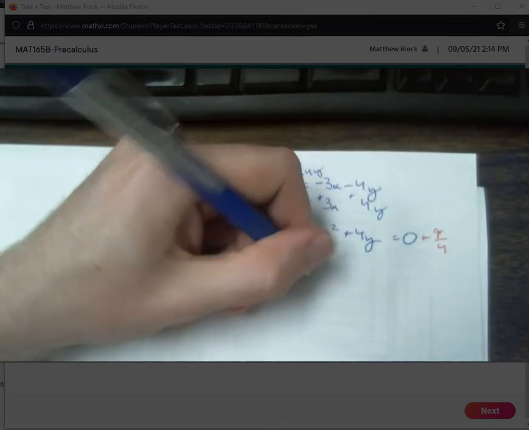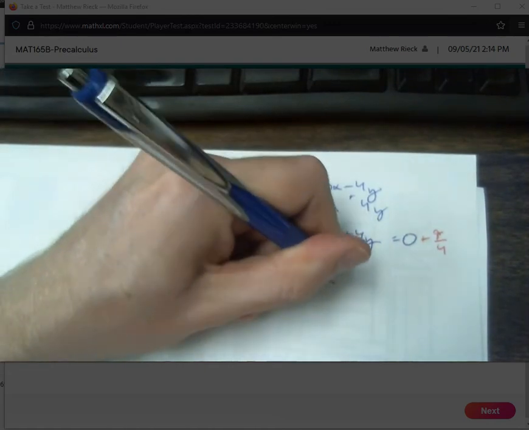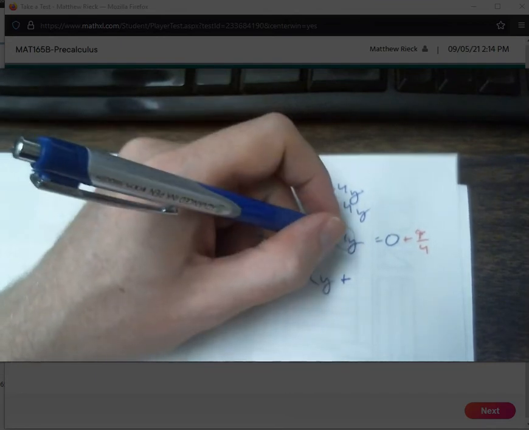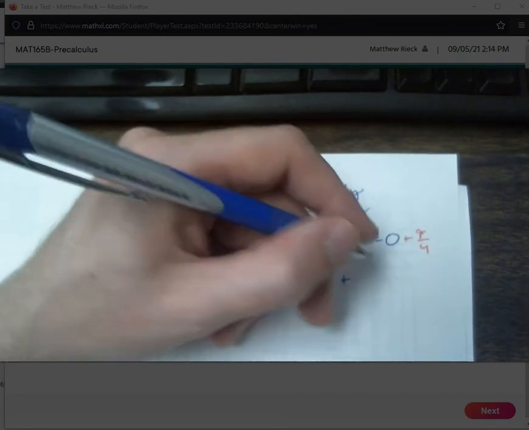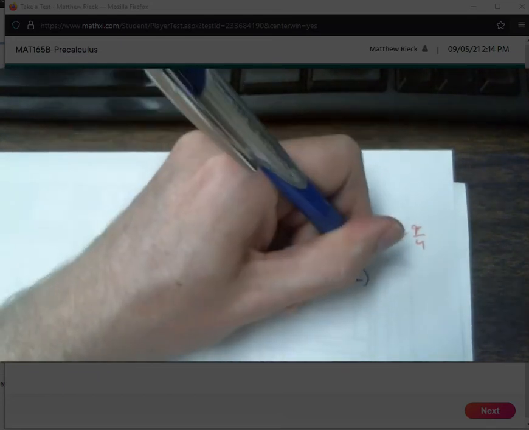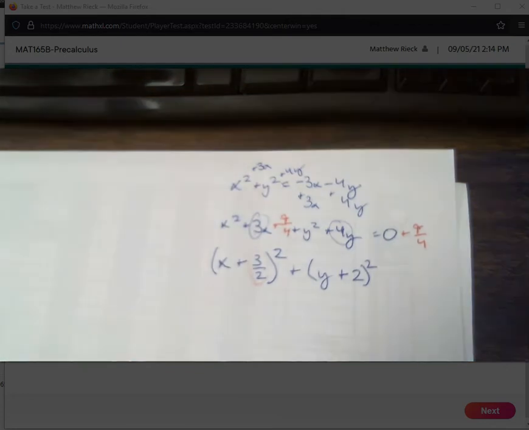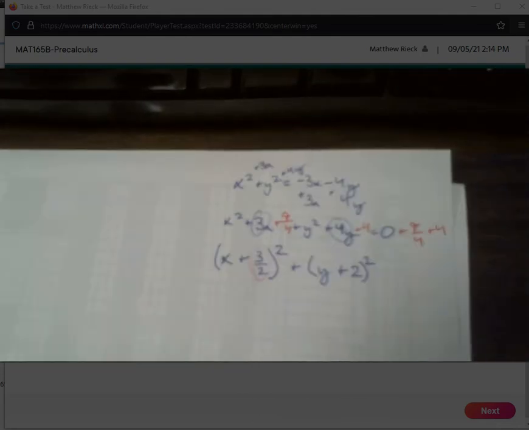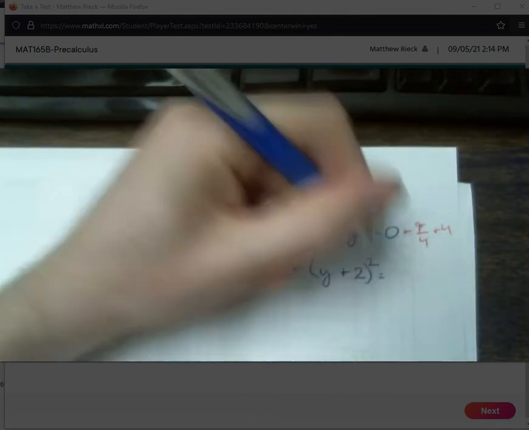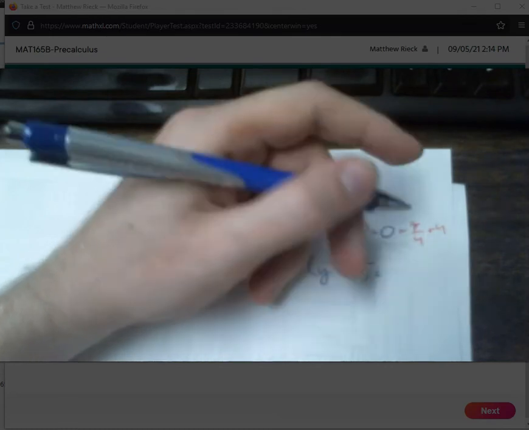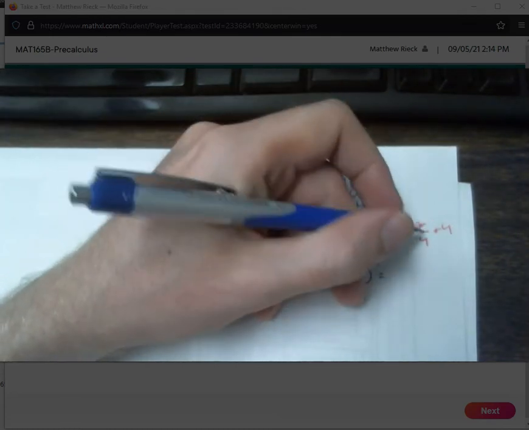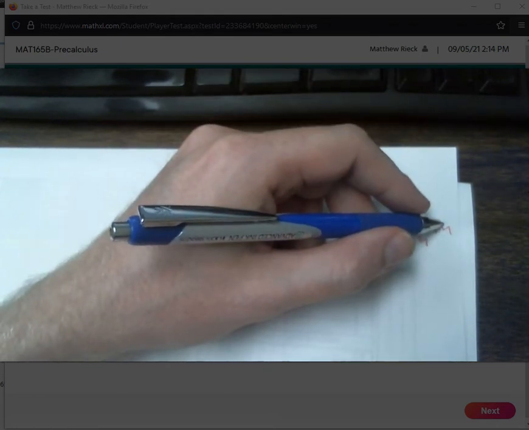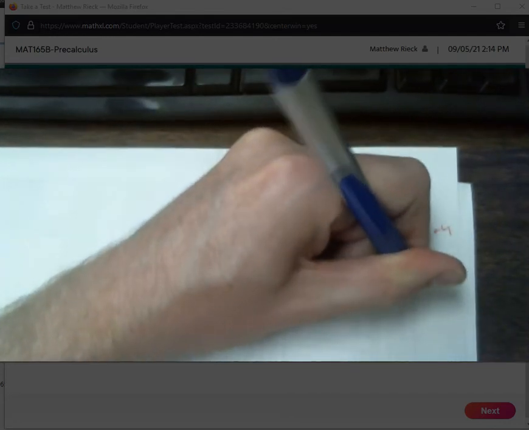All right, and then we're going to do the same thing with our y. So we have y plus, and again, we're going to take 1/2 whatever the coefficient is in front of our linear variable. So 1/2 of 4 in this case is going to be 2. And then when I square that, I'm going to end up with 4. So I'm going to add 4 to each side. All right. So we have 9/4 plus 4. So 9/4 plus, let's see, that would be 16/4. That would be 25/4.